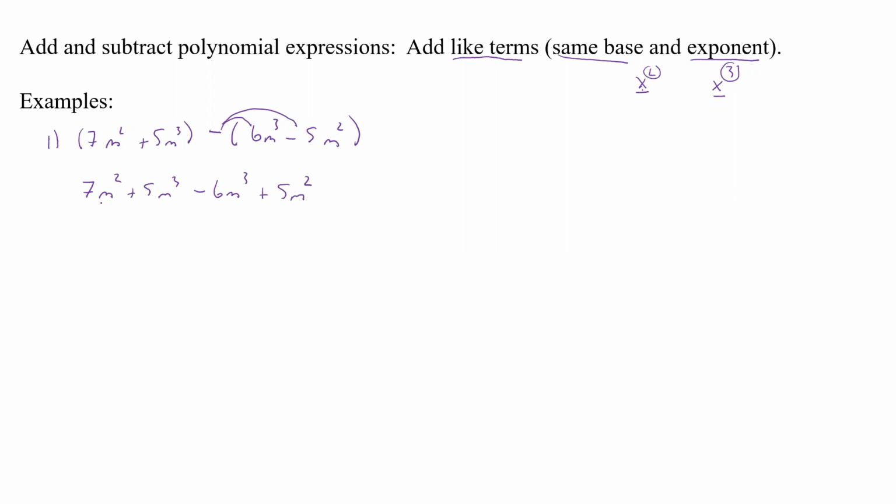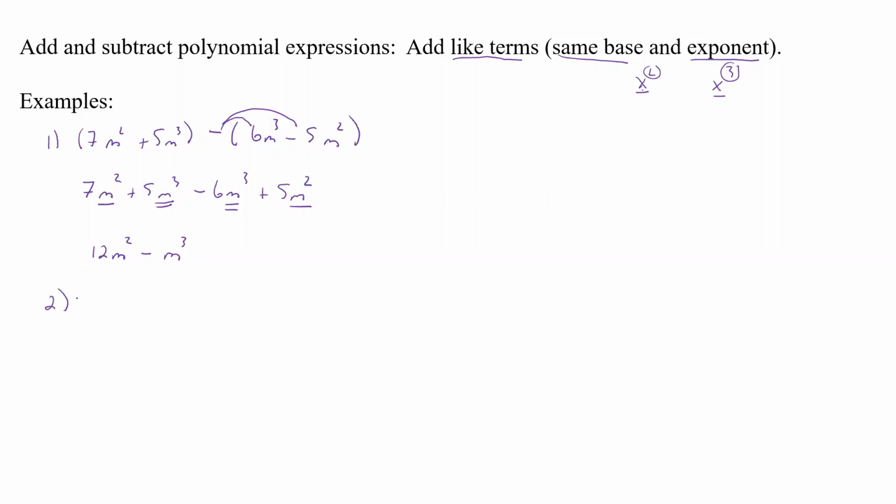All right, so we have an m squared here and an m squared here. We have an m cubed here and an m cubed here. So we can just add the coefficients and keep the variable part the same, and we should get our final polynomial, added or subtracted, however you want to look at it, because part of it's adding, part of it's subtracting. 7m squared plus 5m squared gives us 12m squared. And 5m cubed minus 6m cubed is going to be minus m cubed. At this point, we're done because we can't simplify any further. We have different terms, so there's no more simplification on this example.